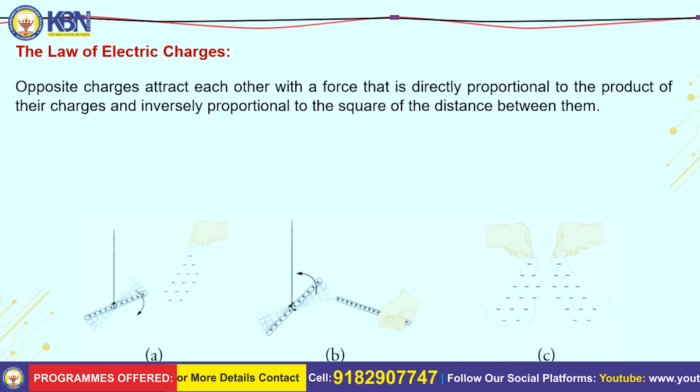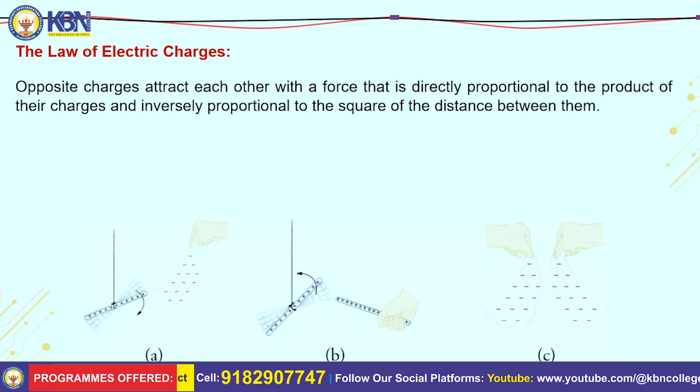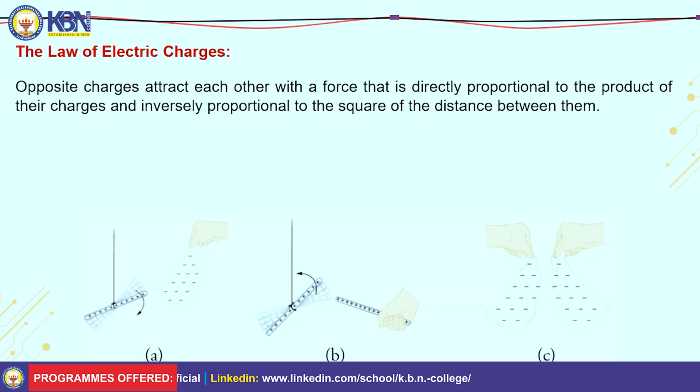Let us take q1 and q2 as two opposite charges separated by a distance small r. Then the force of attraction between the two charges, F, is directly proportional to q1 q2 and inversely proportional to the square of the distance between them, that is r squared. So F is directly proportional to q1 q2 by r squared. This is called the law of electric charges.